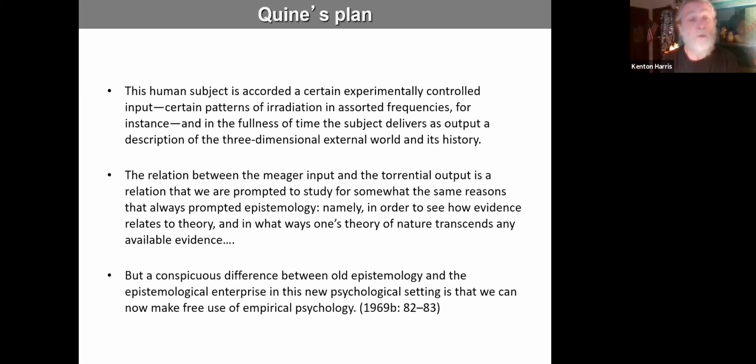But a conspicuous difference between the old epistemology and the epistemological enterprise in the new psychological setting is that we can now make free use of empirical psychology. So again, what Quine is saying is, look, I'm not departing from the old aims of epistemology. I'm not departing from the old questions of epistemology. I embrace them. I'm still interested in the same things that Descartes was interested in. I'm still interested in the same project that they were interested in. But now what I'm saying is, look, let's use empirical psychology to answer these old elemental questions.